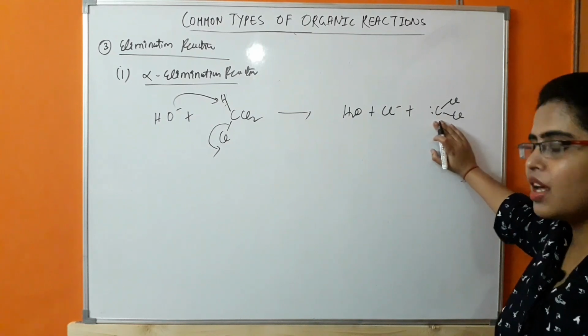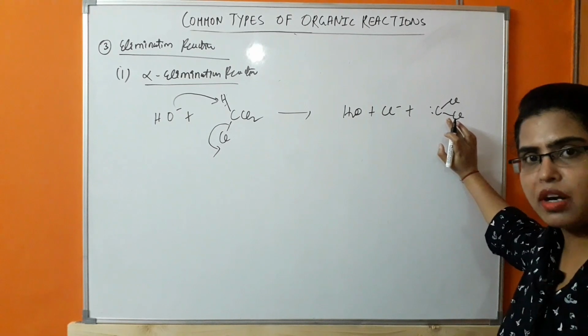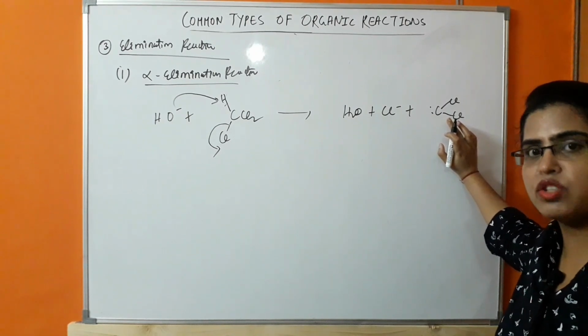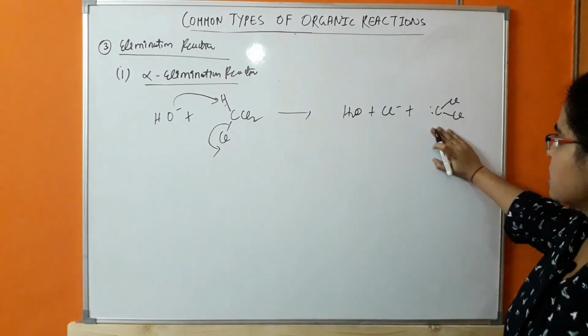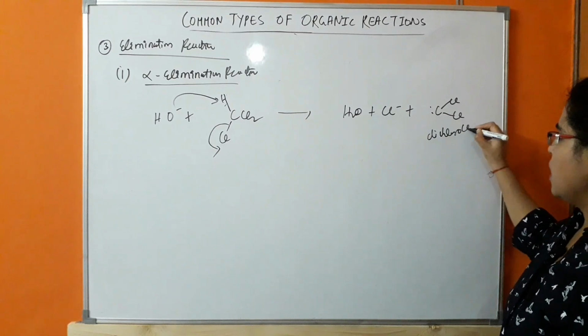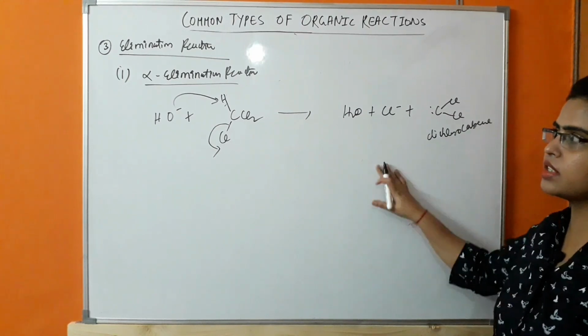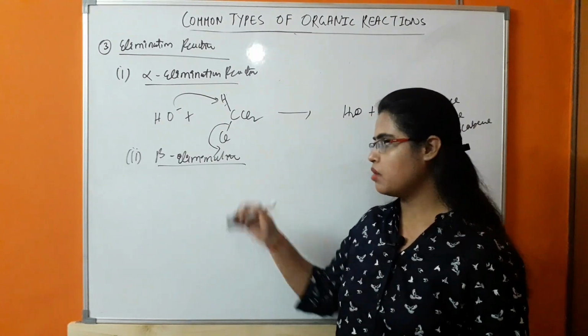This dichlorocarbene is a reactive intermediate in many reactions, for example the carbylamine reaction and the Reimer-Tiemann reaction, which we will study in later chapters. So these are very reactive species, known as dichlorocarbene. This is alpha elimination. Next is beta elimination reaction.